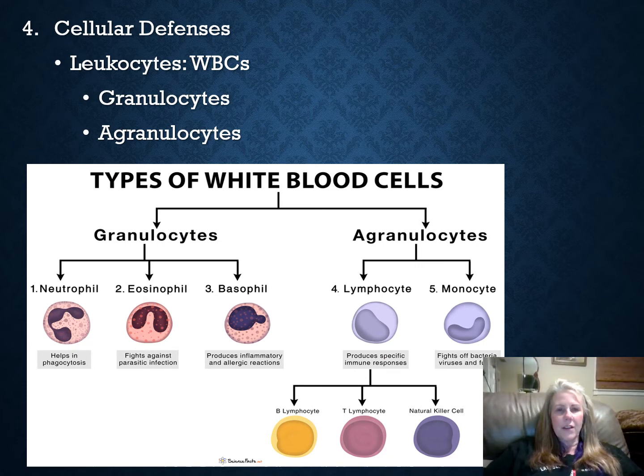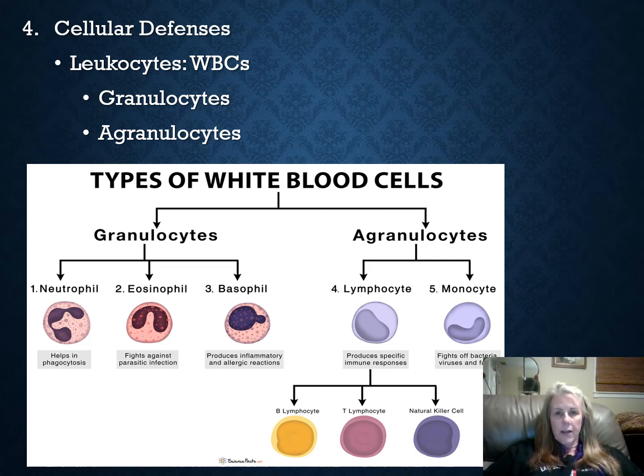Now we're on to cellular defenses, and these are the cells that help us with our natural resistance. Overall, these are the white blood cells, so leukocytes. We can break down leukocytes into two major groups, granulocytes and agranulocytes. Granulocytes contain granules, okay? On your flowchart there on the screen, they've listed 3 granulocytes. Those are the neutrophils, eosinophils, and basophils.